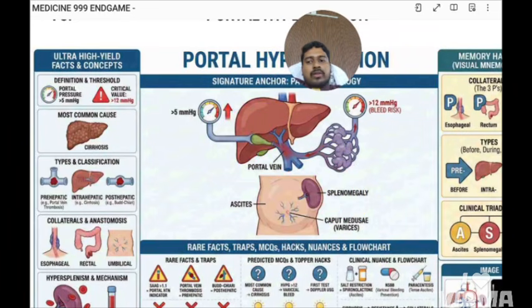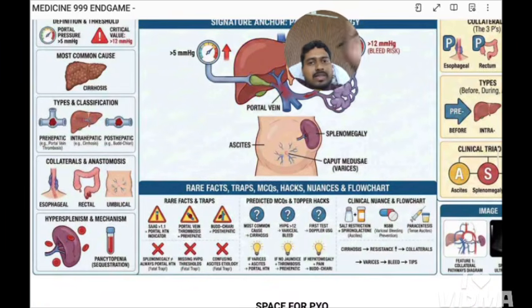So for prehepatic we have portal vein thrombosis and splenic vein thrombosis. In intrahepatic we have cirrhosis, and in posthepatic we have Budd-Chiari syndrome, which occurs in the inferior vena cava or in the hepatic vein. This is the portal vein, the hepatic vein is above, and the hepatic vein drains into the inferior vena cava. So that is the difference you should know about.